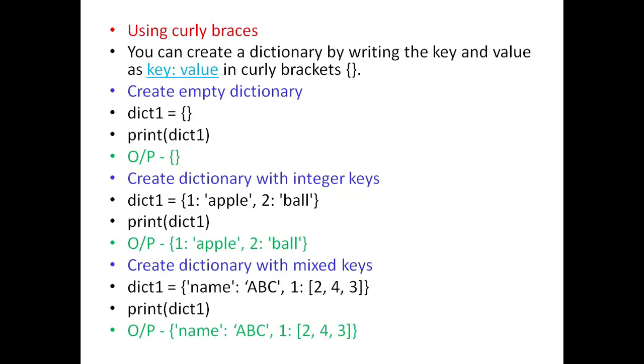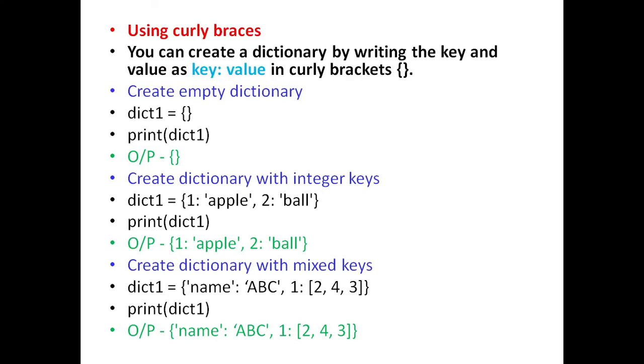First we'll see creating a dictionary with curly braces. You can create a dictionary by writing the keys and values as key value pairs in curly brackets. To create an empty dictionary, just give the dictionary name and use curly brackets in front of it. And when we print the dictionary, it will give the output only curly brackets.